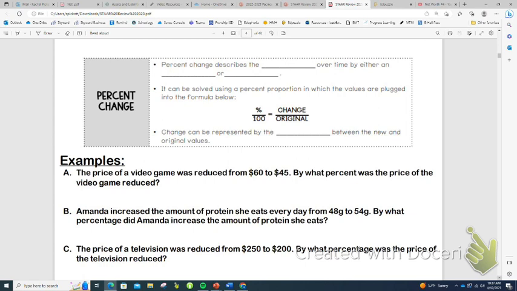Percent change describes the change over time by either an increase or decrease.